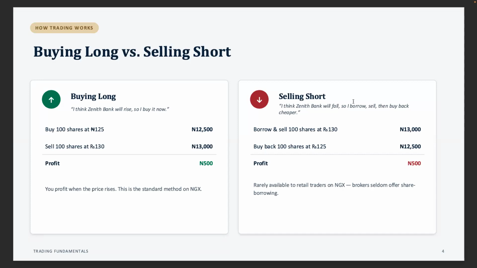So you will be hearing traders talking about buying long and selling short. What it just means is that when I'm buying long, I believe that the stock is going to rise, and I'm going to make a profit on the uptrend. When it's selling short, I'm going to buy it at a cheaper value later, and I'm still going to make a profit in the process.